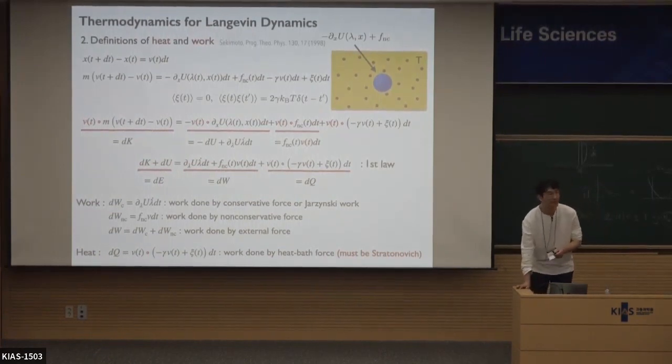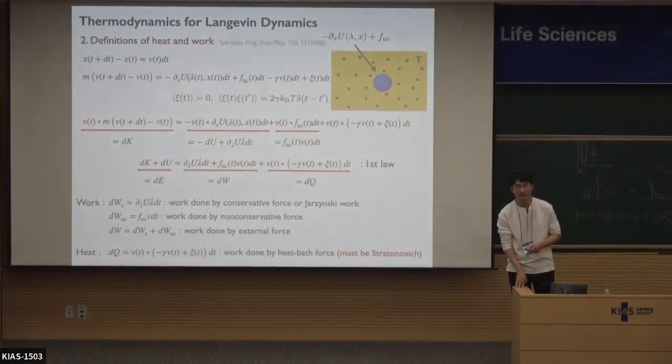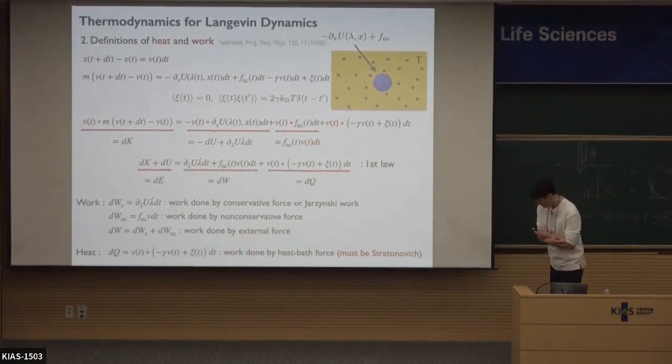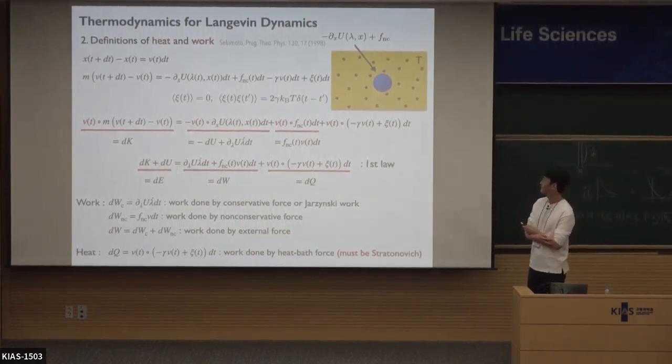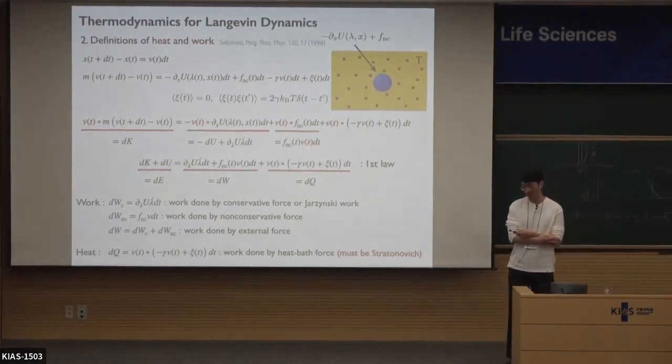Okay. Is there any intuitive explanation why we must use the Stratonovich convention for heat? Intuitive... I have not thought in that way, but what I know is that to make a thermodynamic first law, we have to make a kinetic energy term here. To make a kinetic energy, we have to use the Stratonovich product. That's why we need a Stratonovich product here. But I have not thought in that way, so okay. Thank you.